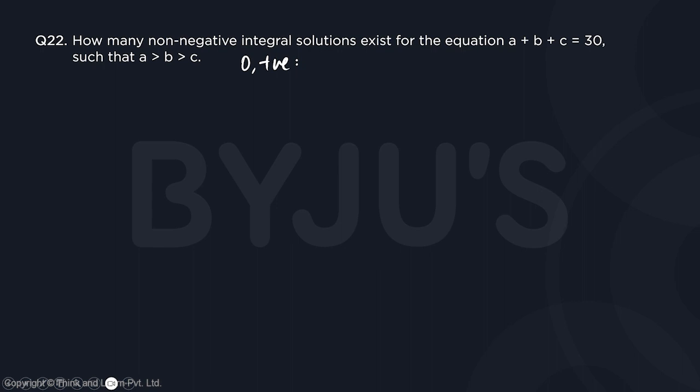Now, a cannot be 0, right? So the only possible value where something can be 0 is c. Even b cannot be 0, because if b is 0, then c has to be less than b, which will make c negative. So that will not work out.